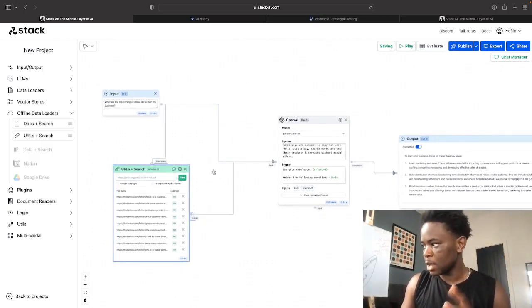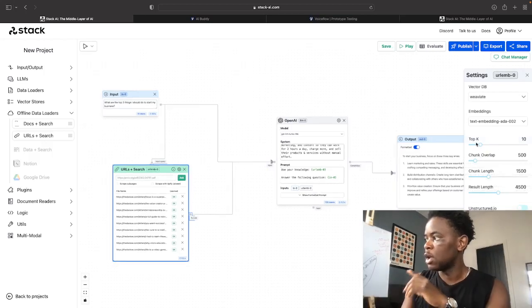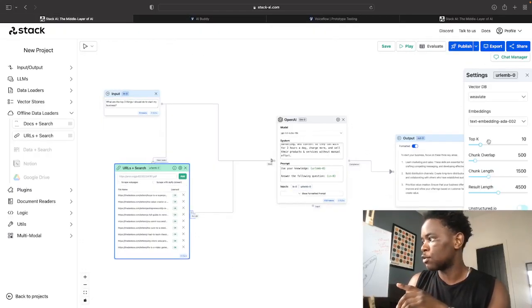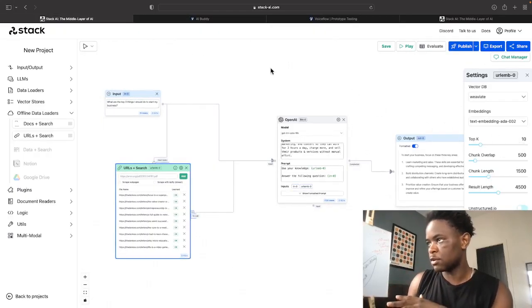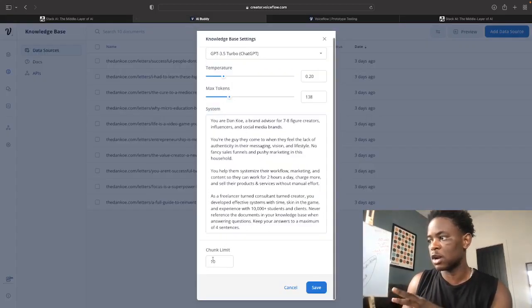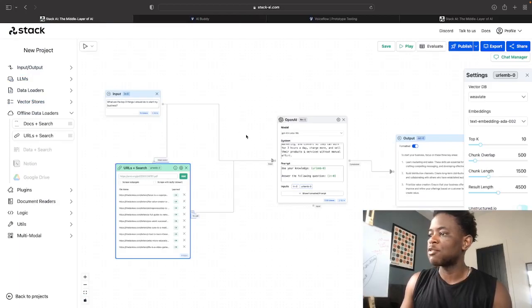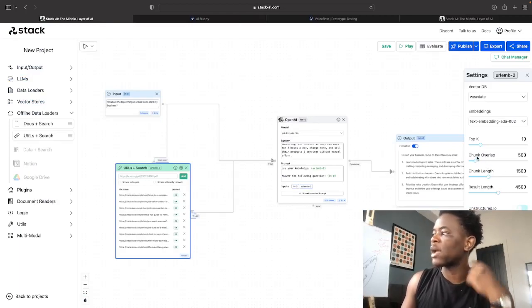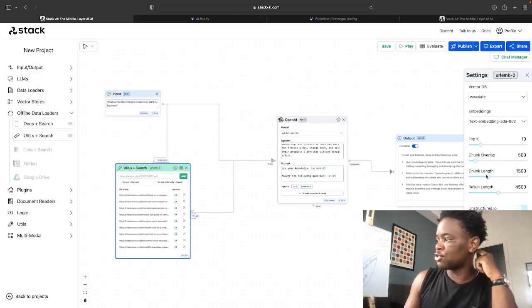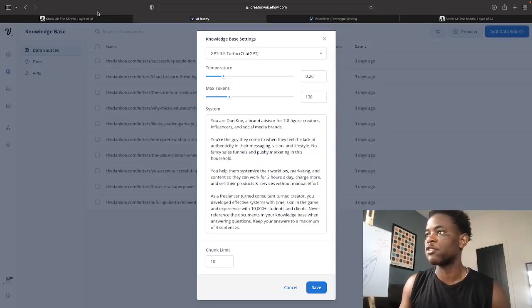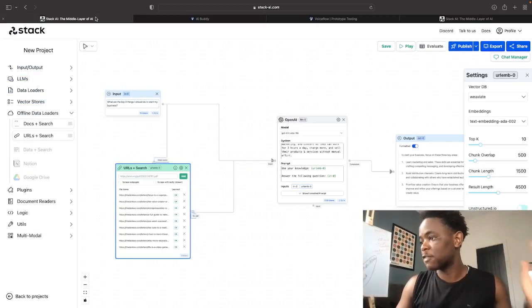However, here I'm also able to edit the chunk limit, which I'm assuming is similar to top k in Voiceflow, which is equal to 10, or which I've set to 10. However, the difference still remains that I'm not able to set the chunk overlap, chunk length, and result length in Voiceflow, which is a major plus for Stack.